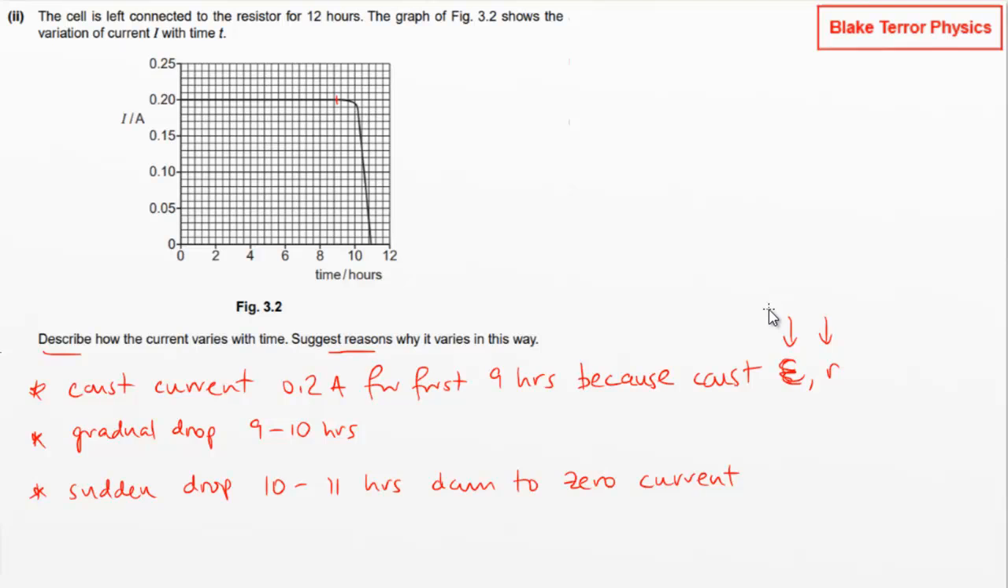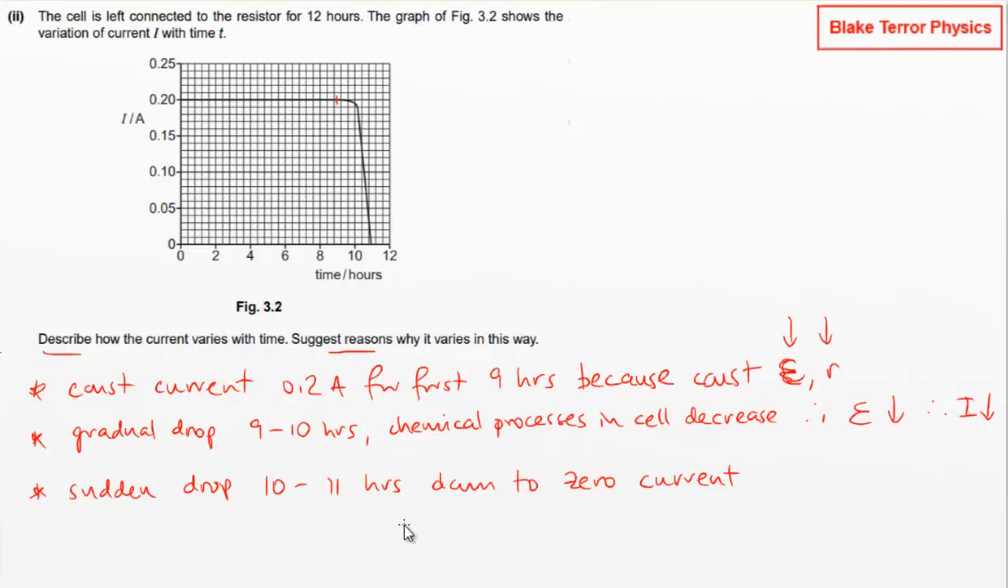So what's happening then when it starts to drop off? We know with cells it's going to have something to do with it running out of energy. So we can talk about it in those terms. So we can say that the chemical processes in the cell start to decrease. Therefore, EMF starts to drop. Therefore, current starts to drop. So we can have that.